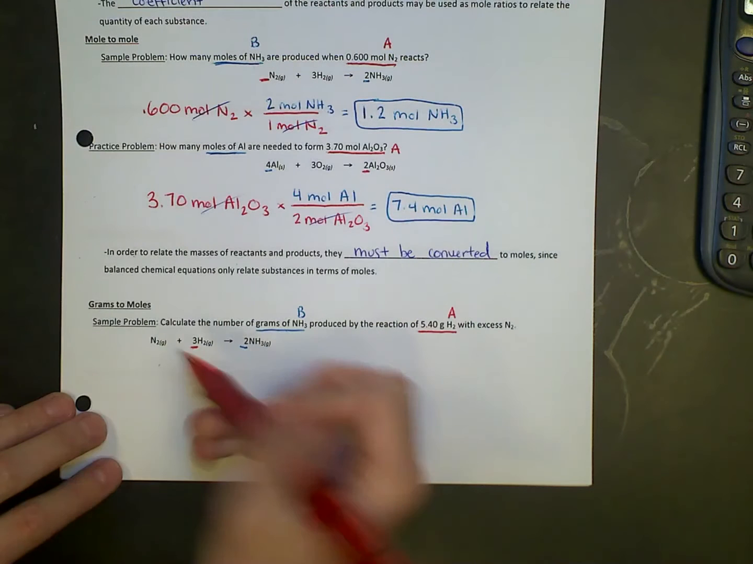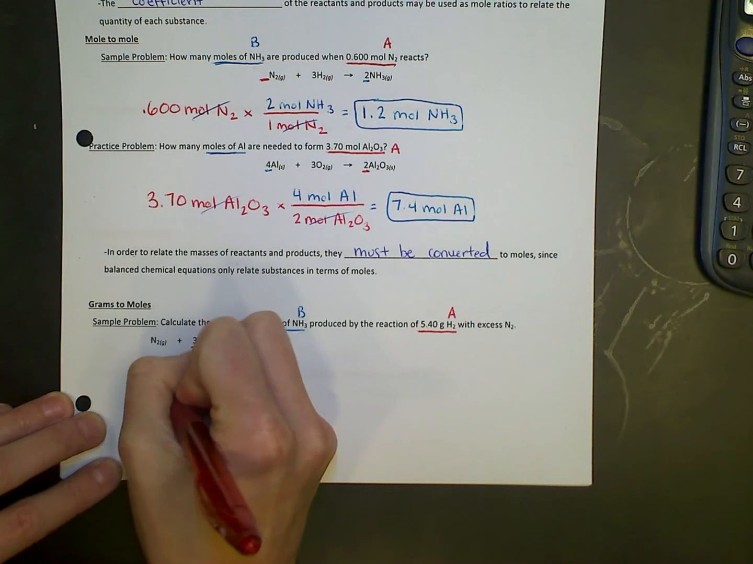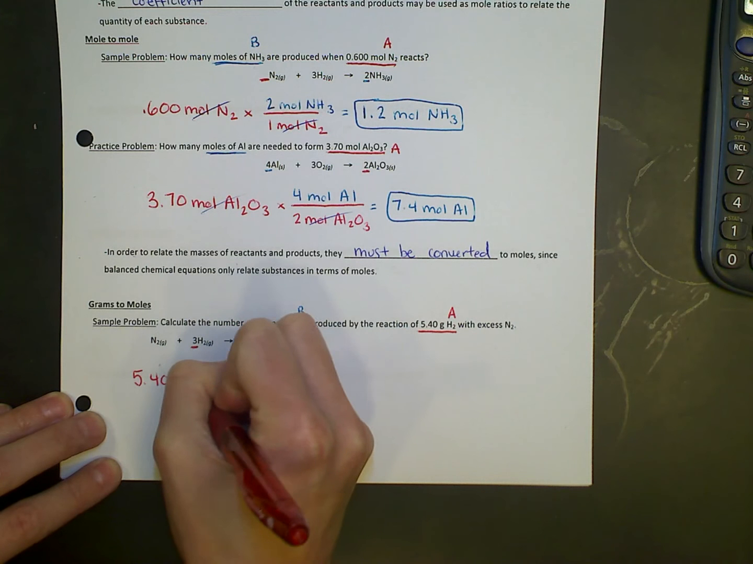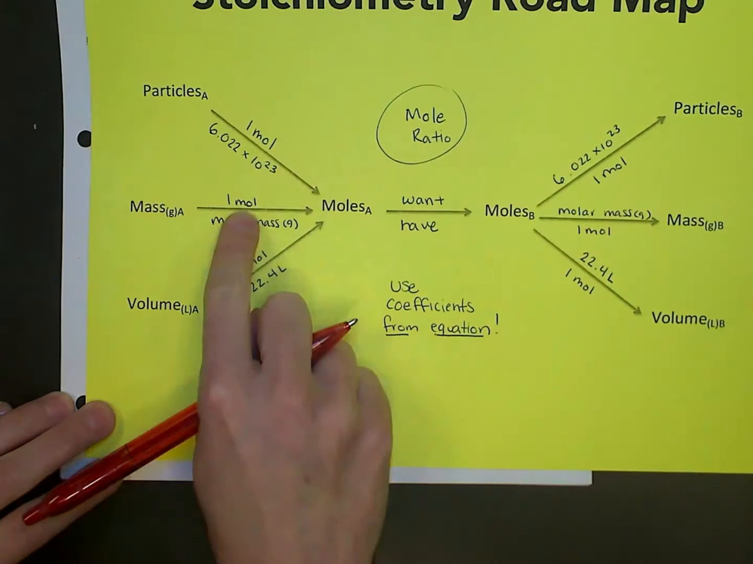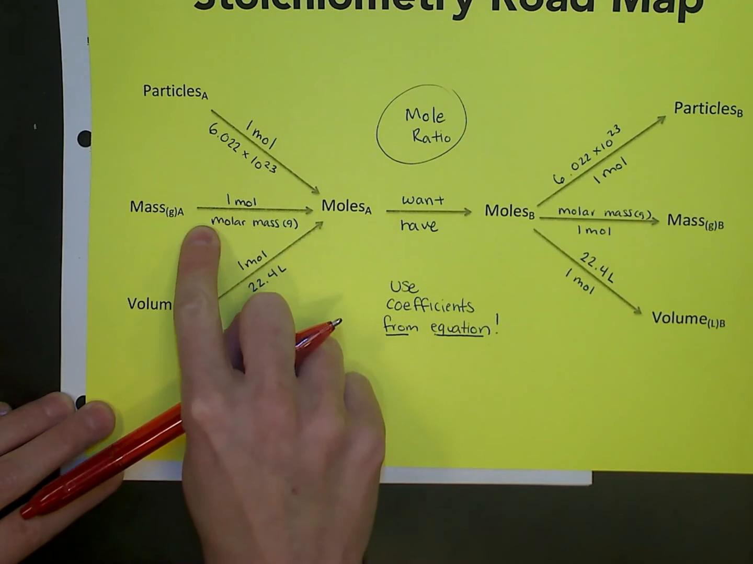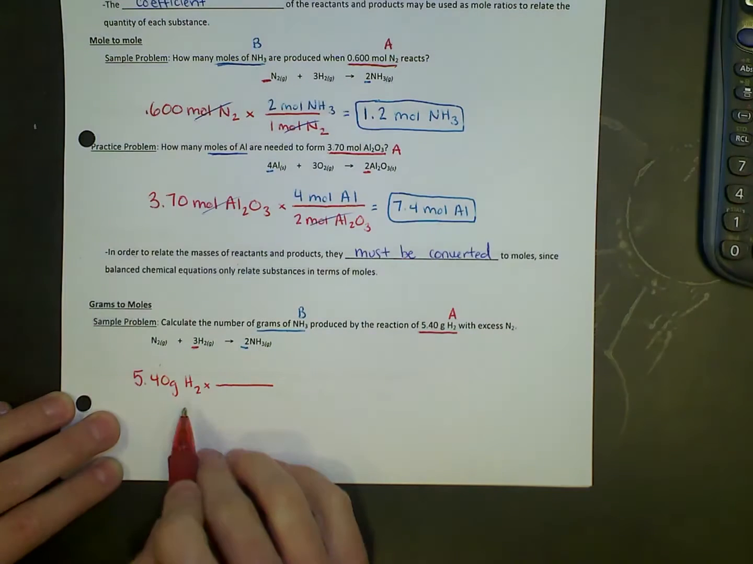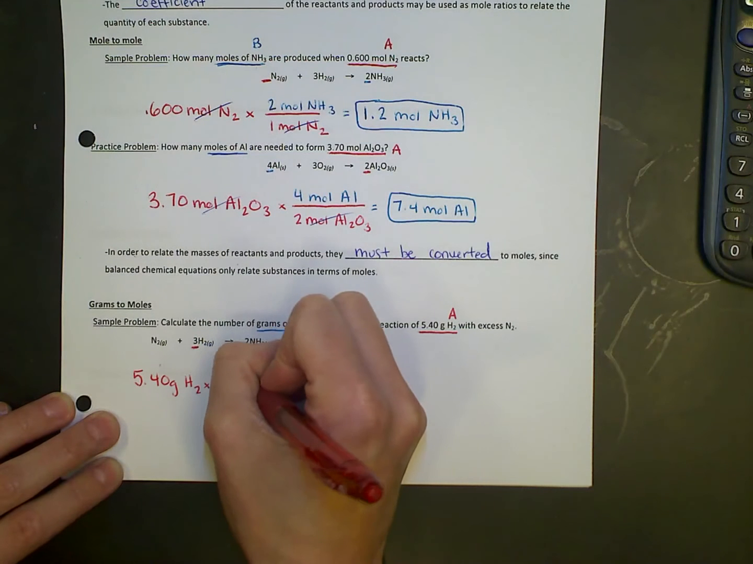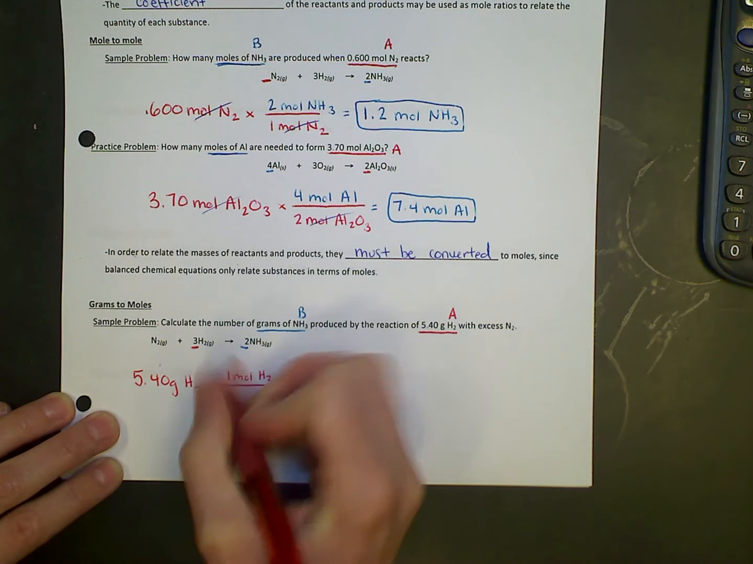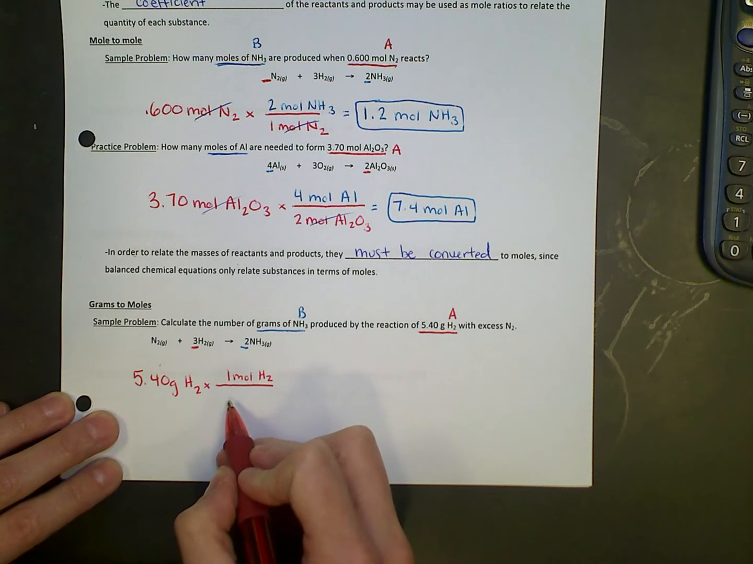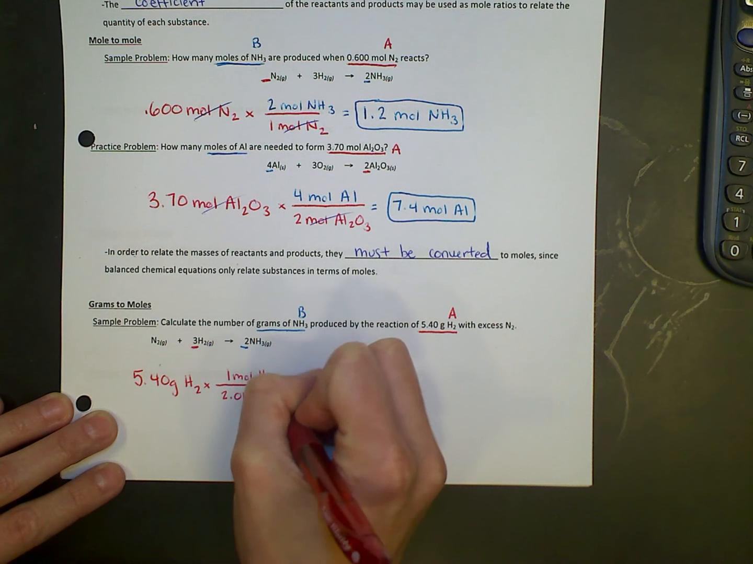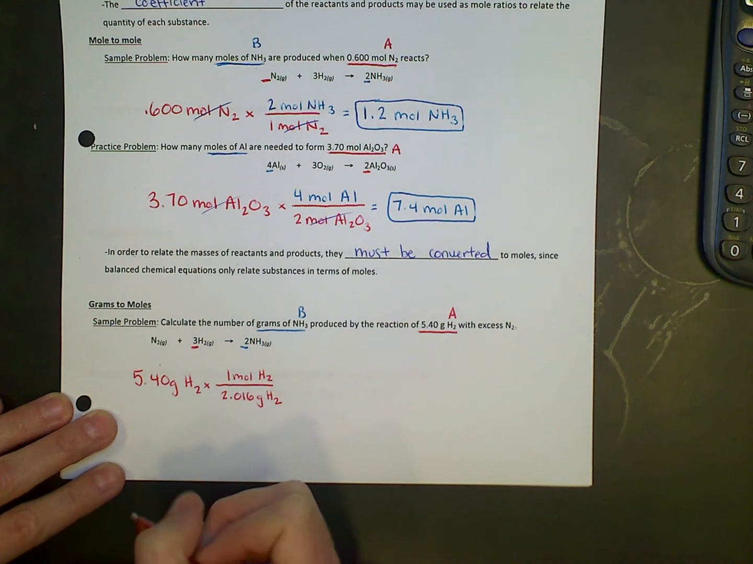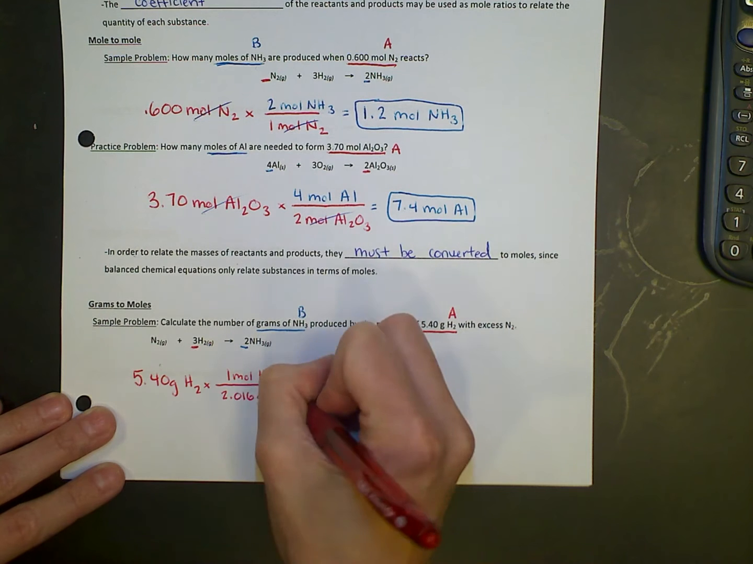Let's go ahead and start. Writing down what we're starting with, we've got 5.4 grams of H2. And here comes our first conversion. Looking back at our roadmap, our first conversion is going to be 1 mole over the molar mass of A. Our A at this point is the H2, so we're going to have 1 mole of H2 over the molar mass of H2. Looking at the periodic table, 1 H is 1.00 grams, so 2 H's is going to be 2.016 grams of H2. So that's our first conversion, 1 mole over molar mass.